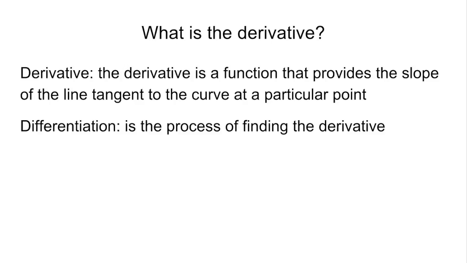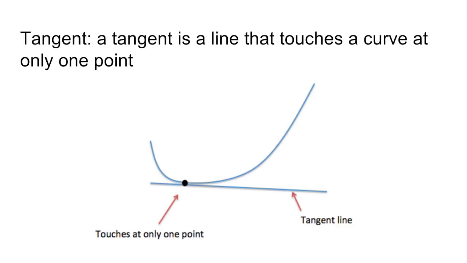The derivative is a function that provides the slope of the line tangent to the curve at a particular point. To find the derivative, we use the process of differentiation. A tangent line is a line that touches a curve at only one point.